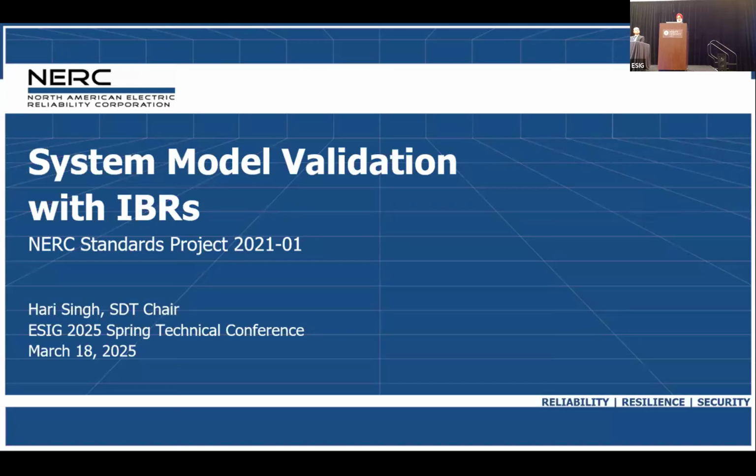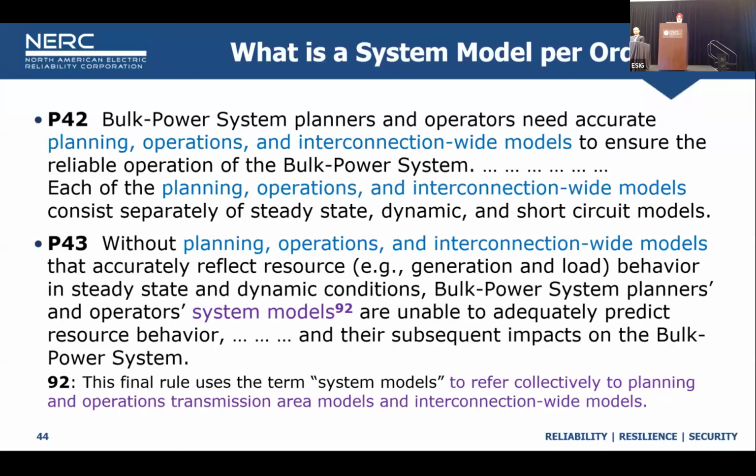So the issue is, since all this work is being done to address what is being said in the FERC Order 901, the first order of business for the drafting team was, what exactly is the system model per the Order 901? What, in their mind, are they referring to when they talk about system model? It turns out that if one looks at the order, you have some relevant paragraphs and quotes here, but what you see in the bottom, that footnote 92, describes the meaning of system models in the context of the FERC order. And it says it's collectively referring to planning and operations transmission area models and interconnection-wide models. So it's kind of casting a very wide net. It has everything.